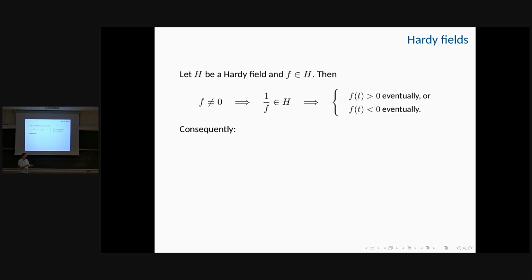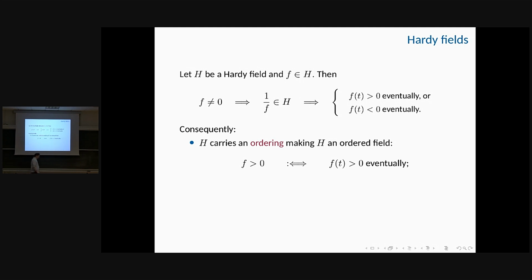So this is what I meant before, right? I mean, you have to exclude oscillating functions. Okay. But as a consequence, because of this observation, you can define an ordering on any Hardy field. Okay, you can declare a term to be positive if its representative, or any of its representatives, is eventually positive, and this defines then a total ordering on the field, making this an ordered field in the sense of algebra. So the ordering is compatible with plus and times.